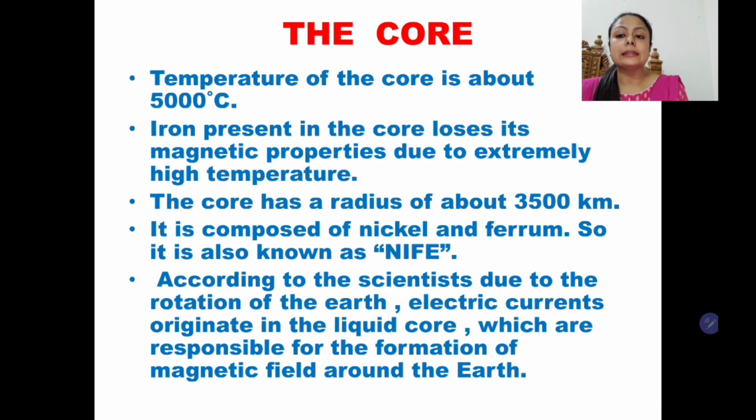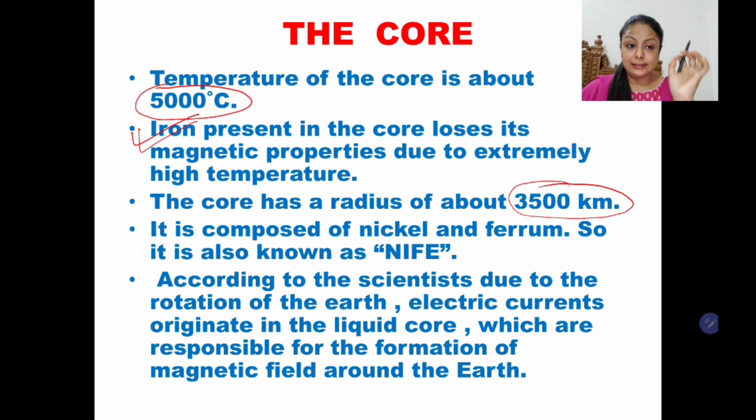Temperature of the core is about 5000 degrees Celsius. So children, we cannot even imagine. This is so very high. The temperature is extremely high. Iron present in the core loses its magnetic properties due to extremely high temperature. This is an important fact we should know, that iron in the core loses its magnetic property because of the extremely high temperature. The core has a radius of 3500 km, and this layer is composed of nickel and ferrum. That's why it is named NIFE, N-I-F-E, which stands for nickel and ferrum.